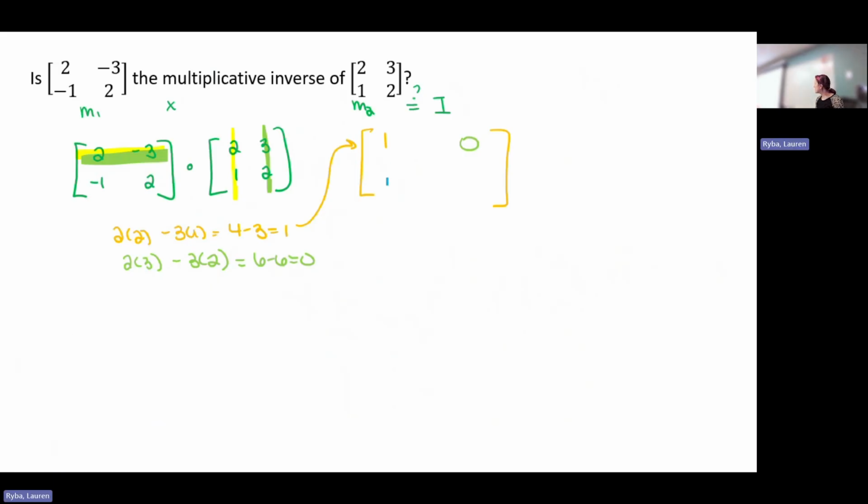Okay, next spot down here. This is row 2, column 1. So I'm going to take row 2 times column 1. So -1 times 2 plus 2 times 1. That's -2 plus 2, or 0. So that's correct.